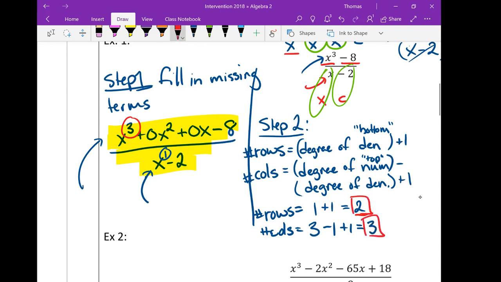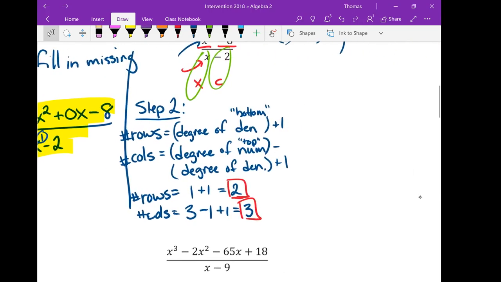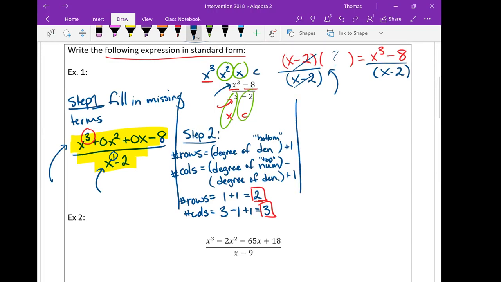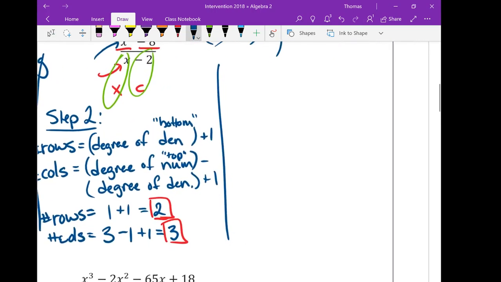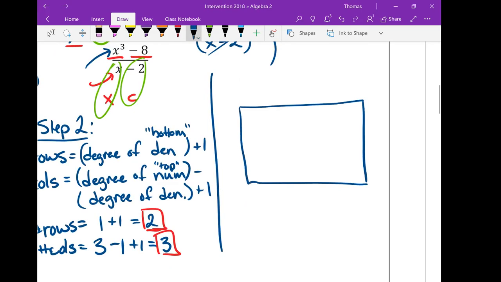So we've covered the first two steps, which are fill in the missing terms, figure out how many rows and columns are in our box, and then now we just get to make our box over here. So I'm making a 2 by 3 box. Remember, rows go horizontally and columns go vertically. So rows are 2. Yep, here's our rows over here, 1, 2 of them, and then our columns, there's 3 of them.